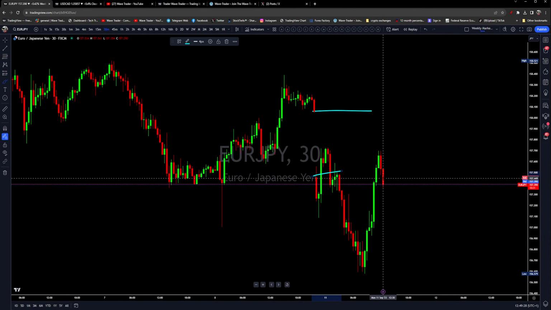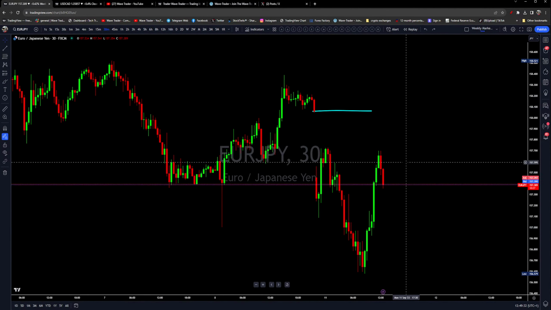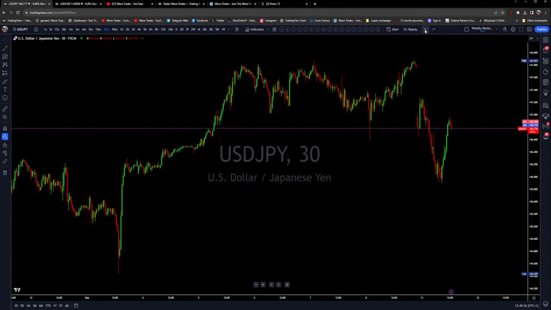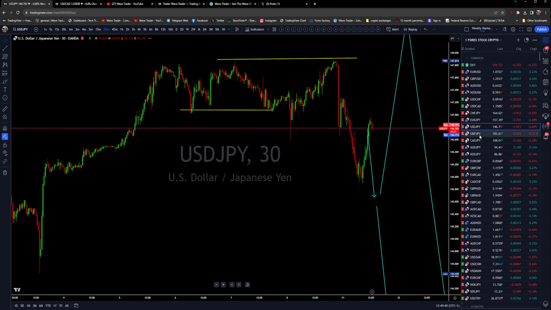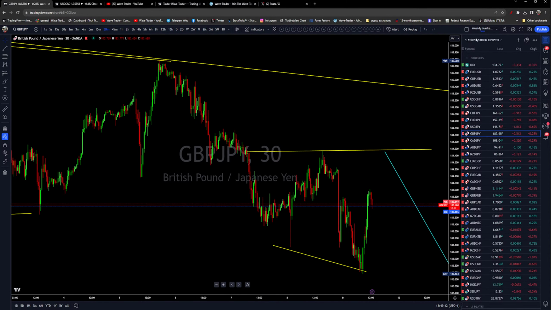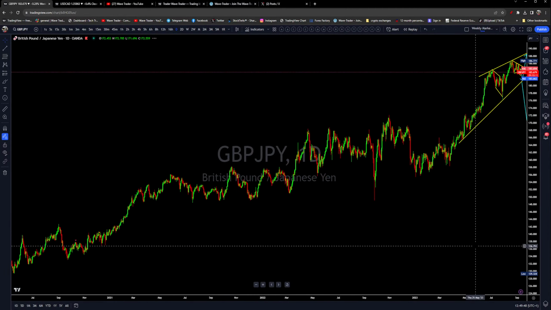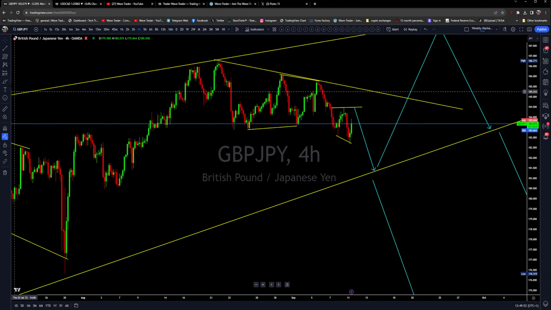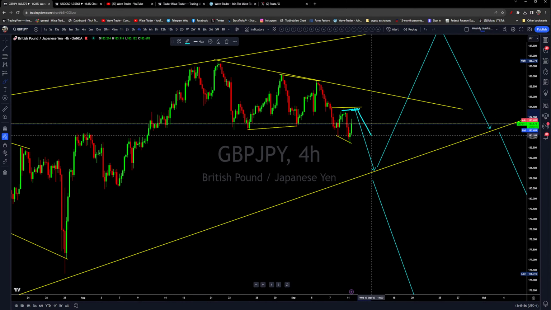You're paying attention, all right, at this area, or a breakdown of this flag, which is just simply appearing over there. So pay attention. That's the euro yen. Dollar yen is also seen. Pound yen is also similar. If I'm going to pull out, looking for this wedge to break down, okay, and this gap to hold, and this top to hold, and this to continue.